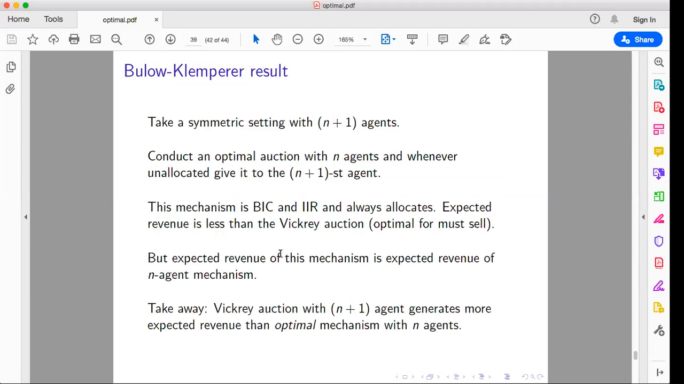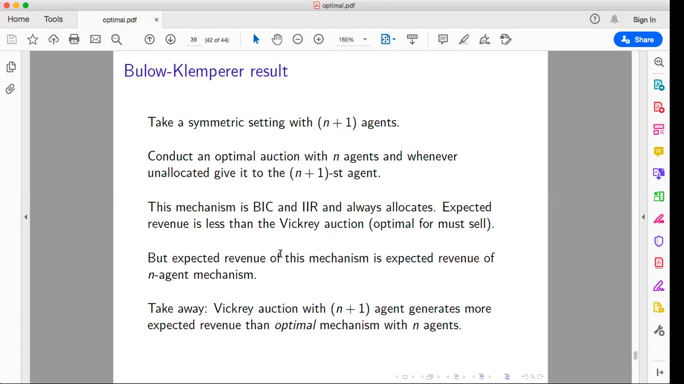But here is an interesting result, which was proved by Bulow and Klemperer. And the result is interesting. You'll see at the end of the slide why the result is interesting. So take a symmetric setting where there are n+1 agents. Each agent's value is drawn from the same support using the same distribution.